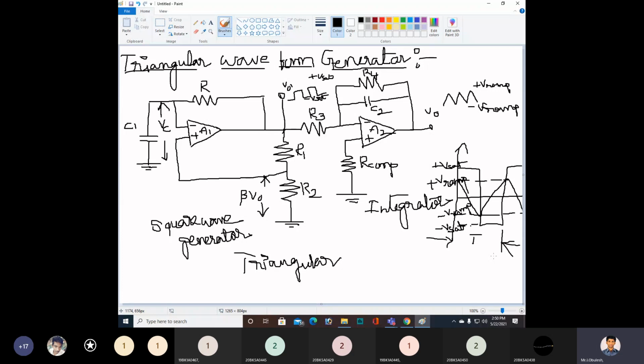So here we are using a less number of components for designing the circuit. Because of that, A1 acts as a two level comparator followed by an integrator. The output of the comparator A1 is a square wave of amplitude plus or minus V saturation, applied to the input terminal of integrator A2, producing the triangular waveform.